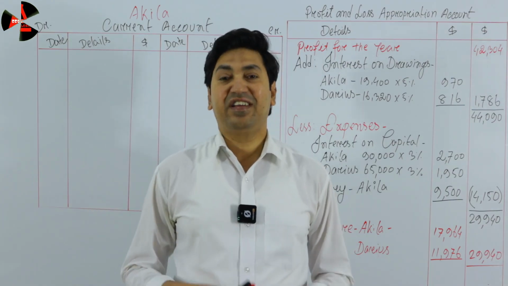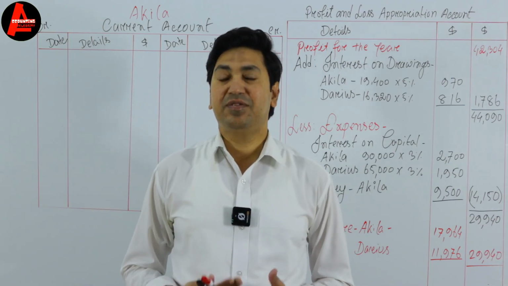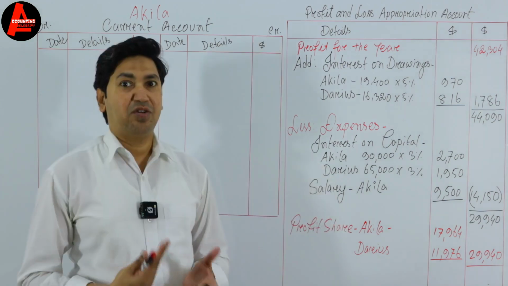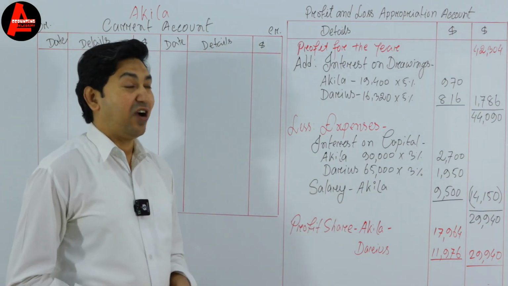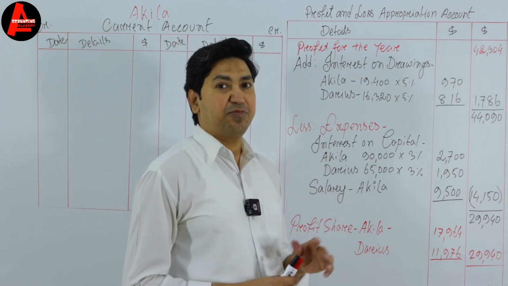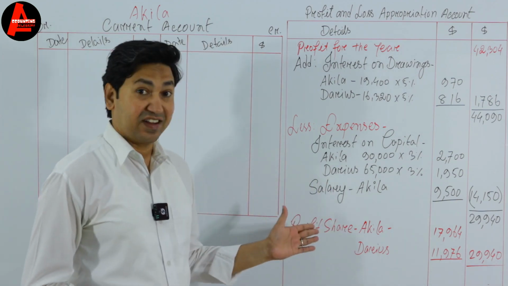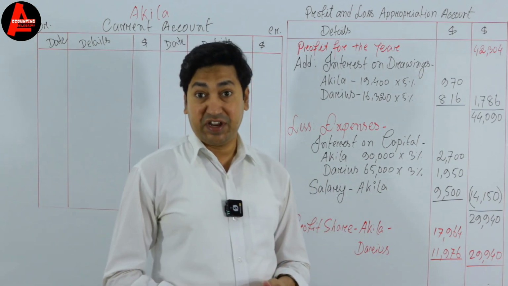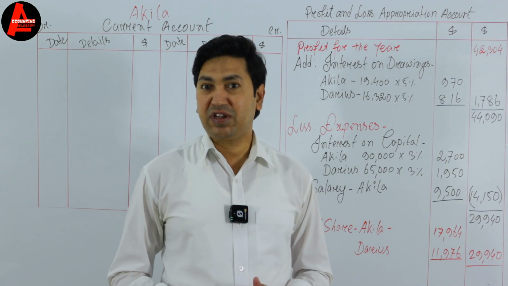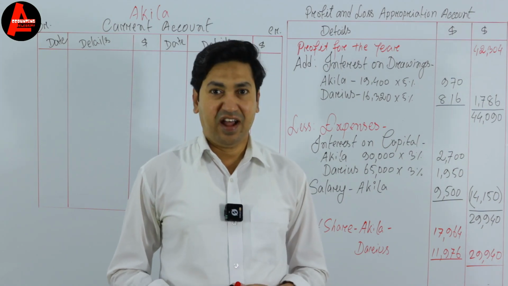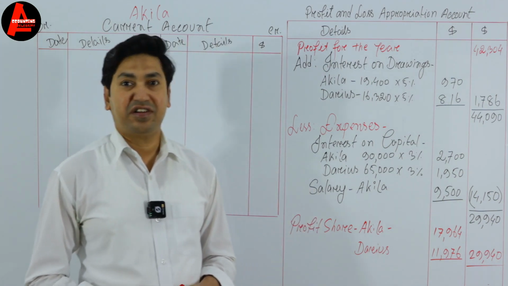Current account. It is a part of partnership business account. In our previous lesson, we explained how to prepare a profit and loss appropriation account here. If you did not watch this video, I recommend you watch it and come back here. Otherwise, many things you will not understand.